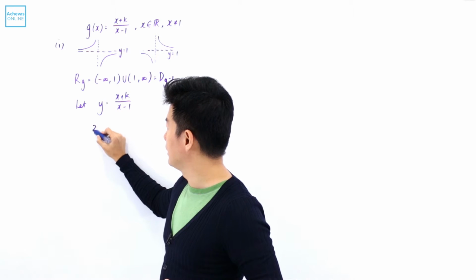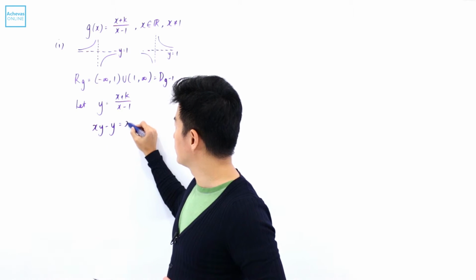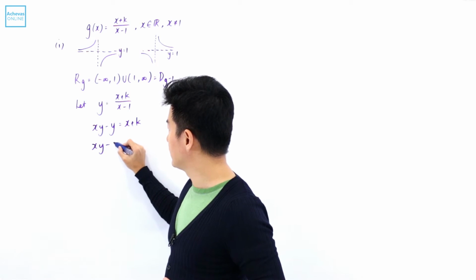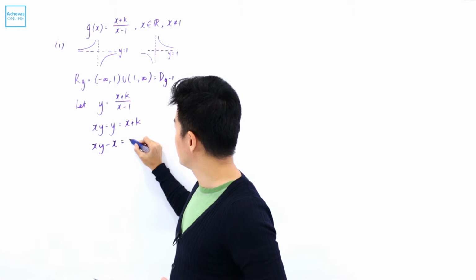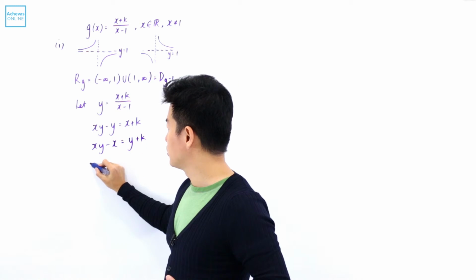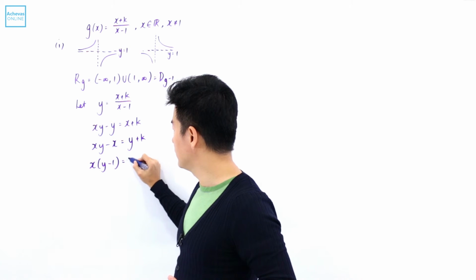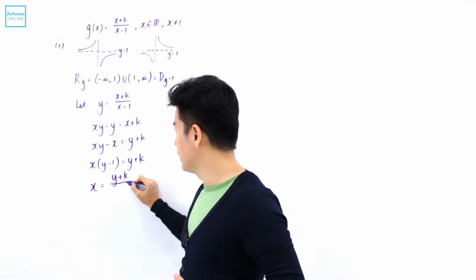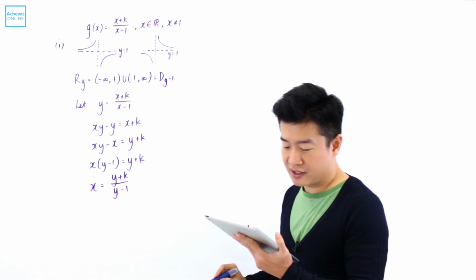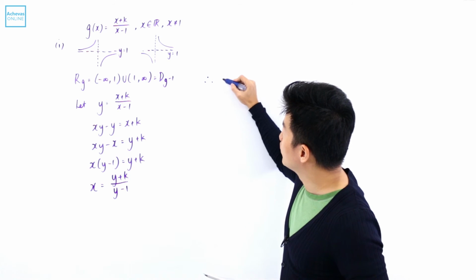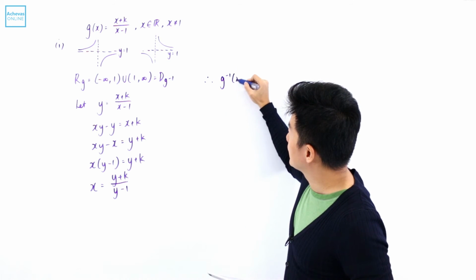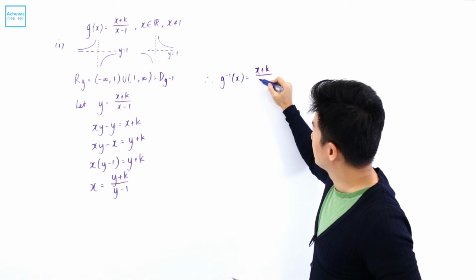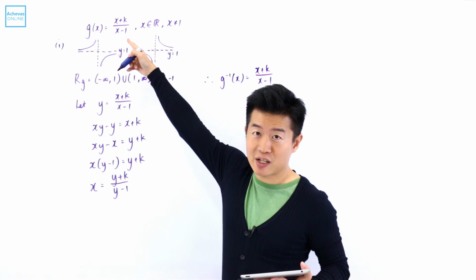So cross multiplying, xy minus y is equal to x plus k. We bring this over to the left hand side, xy minus x is going to be equal to y plus k. So x of y minus 1 is y plus k. So x is equal to y plus k divided by y minus 1. From here, I now know that G inverse is going to take up an expression of x plus k divided by x minus 1, which is exactly the same as the expression here.